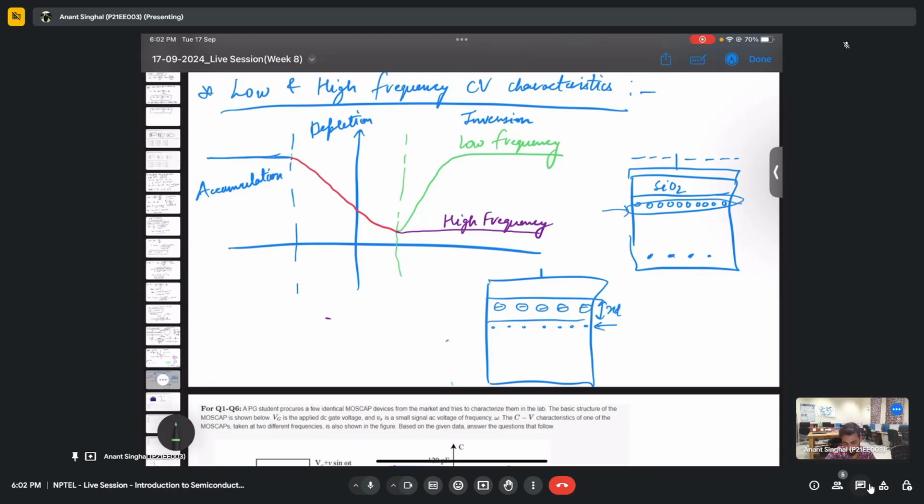Sir, if the electrons are thermally generated, would that mean that XD would reduce, the depletion layer? XD would reduce, you are saying? Yeah, XD was exposed because of the electrons coming. Now the depletion layer is because of the Na minus, the acceptor ions, not the moving ions. These electrons are the minority carriers, and these are the acceptor ions. So they are not moving anywhere.